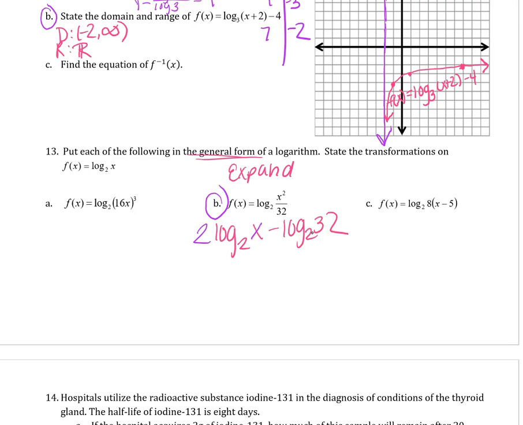So 2 to what power gives you 32? That's 5. And then 2 log base 2 of x. That's in general form. So the transformations that took place were a vertical stretch of 2 and down 5.